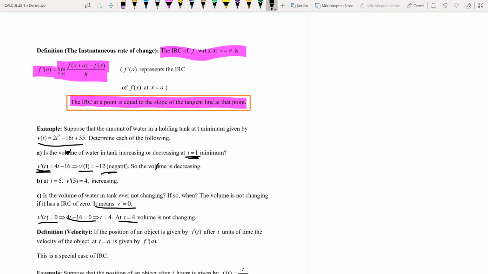Of course, it has many other applications like velocity and other physical subjects, but we will not go further.